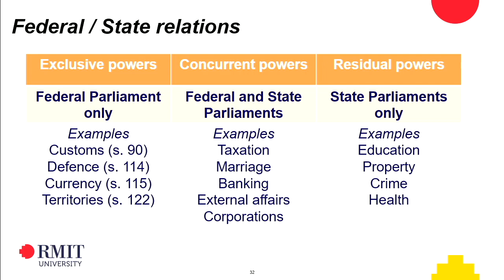Similarly, the states can't pass laws in relation to currency or the establishment of territories or customs. Those are exclusive powers under the Constitution. The way that they've been written in is exclusive. But then we've got something in the middle called concurrent powers. These are powers that the Constitution gives to both the Commonwealth and the state. So in this middle column, both the federal government and the state governments can pass laws in relation to these areas. But what happens if the laws are inconsistent? And this happens.